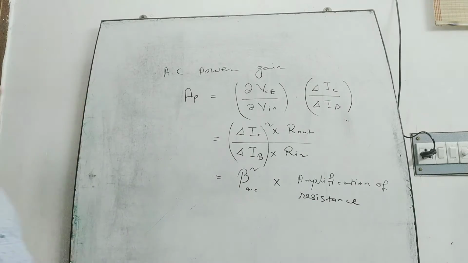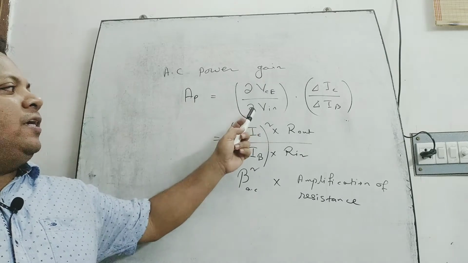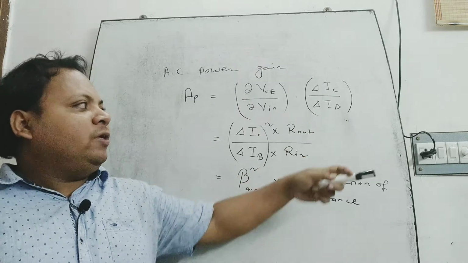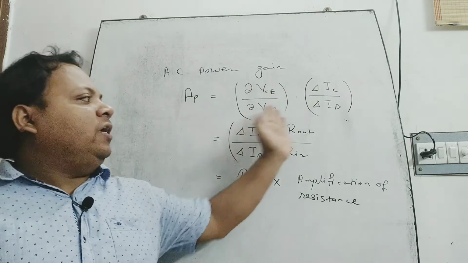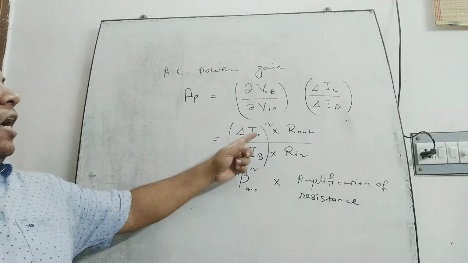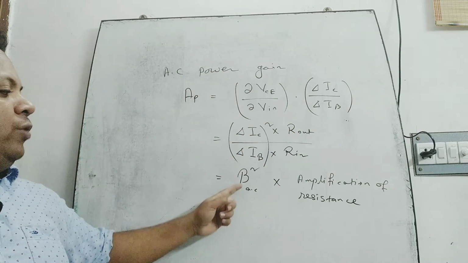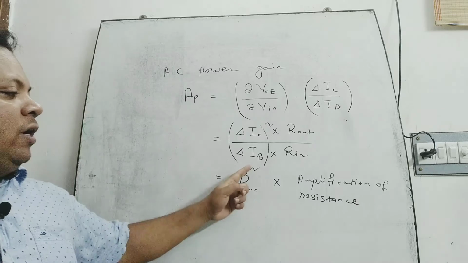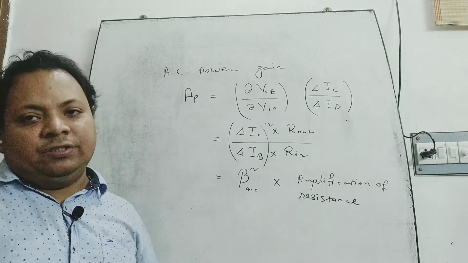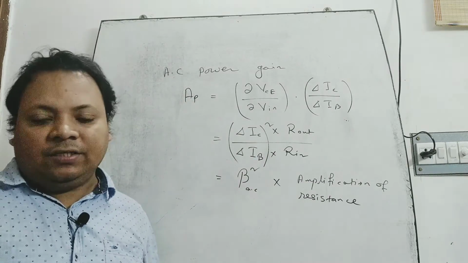Now AC power gain. AP is equal to ΔVC by ΔVin into ΔIC by ΔIB, that is, output power by input power. This is equal to ΔIC by ΔIB whole square into Rout by Rin. This is equal to beta AC square into the amplification of resistance, that is, output resistance by input resistance. This is the AC power gain of the common emitter circuit.